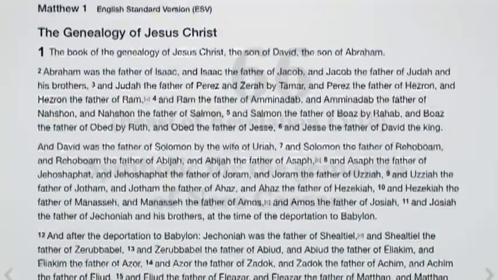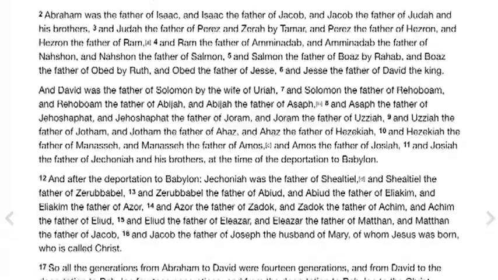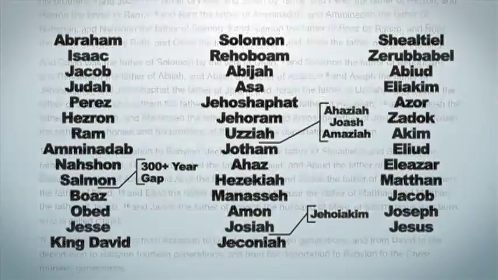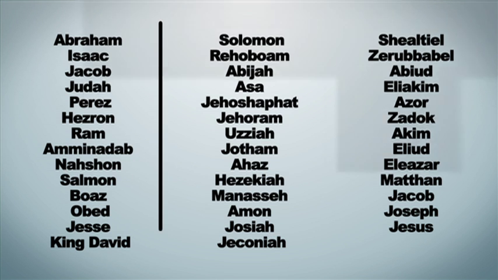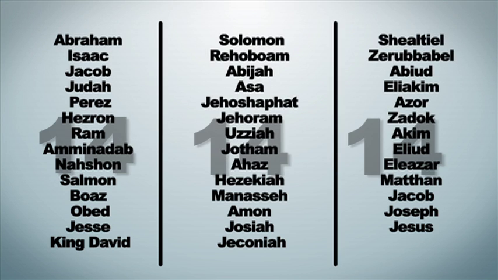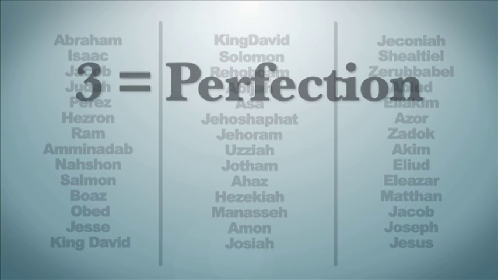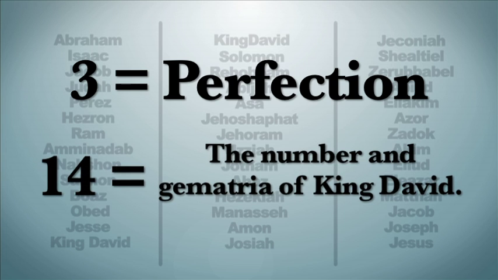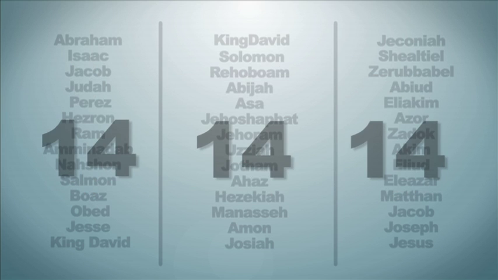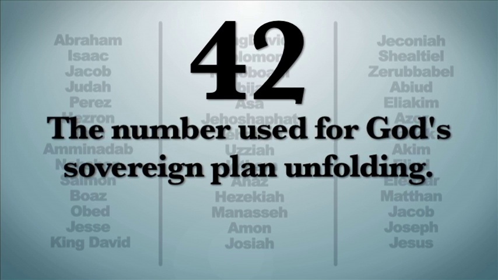So Matthew is also using numerology to give a message to his Jewish audience through his genealogy, which is why he is reorganizing the genealogy on purpose. He divides it into 3 sets of 14 by counting David twice, once before the kingdom was established and once after, 3 being another number of perfection and 14 being the number in gematria of King David. Add the 3 together, you get 42, which is the number used for God's sovereign plan unfolding.